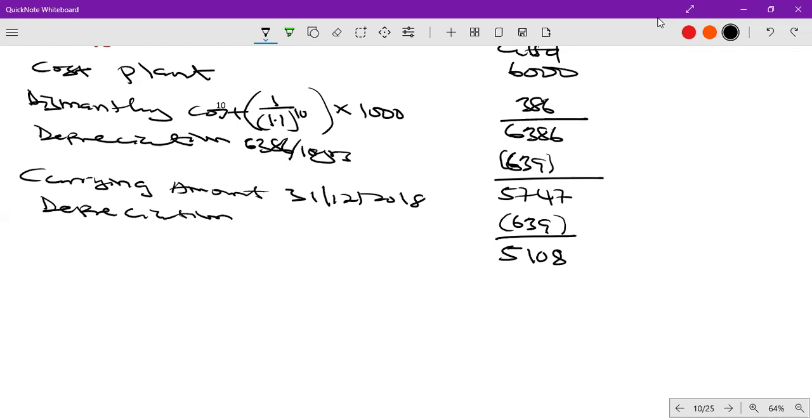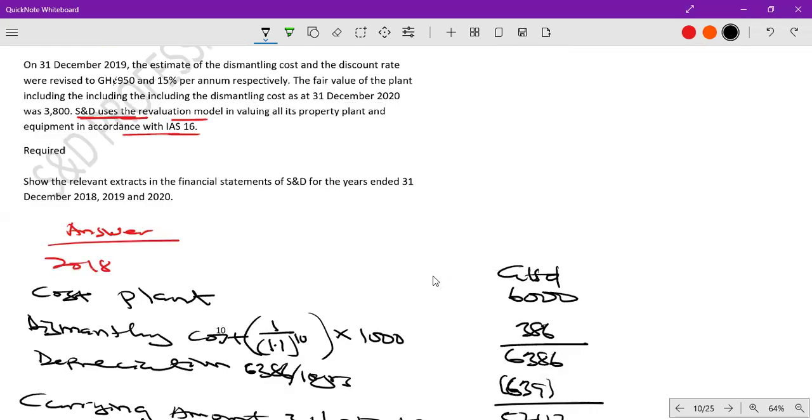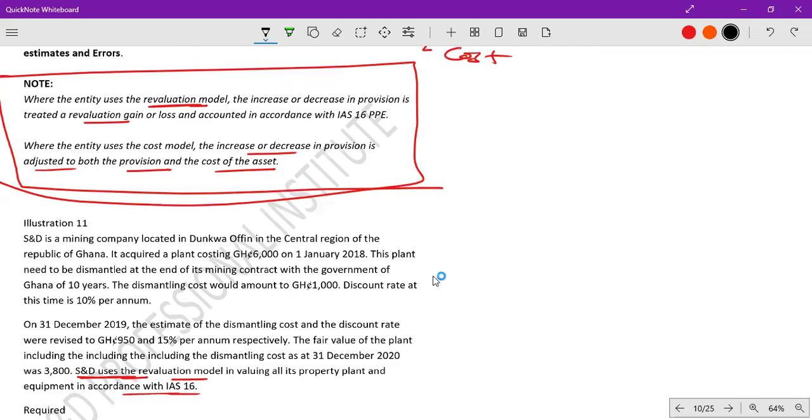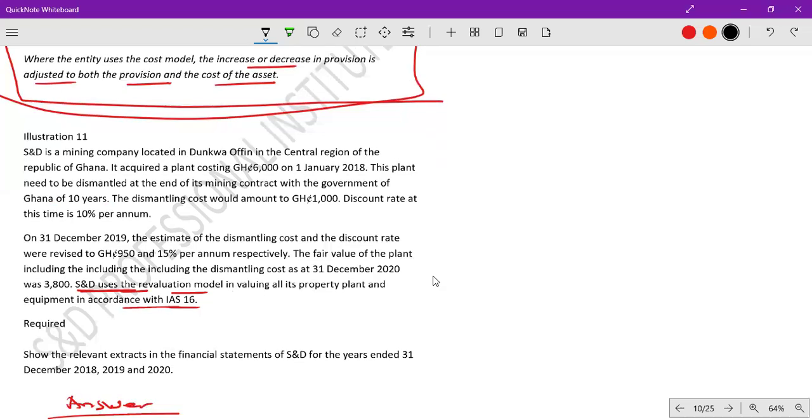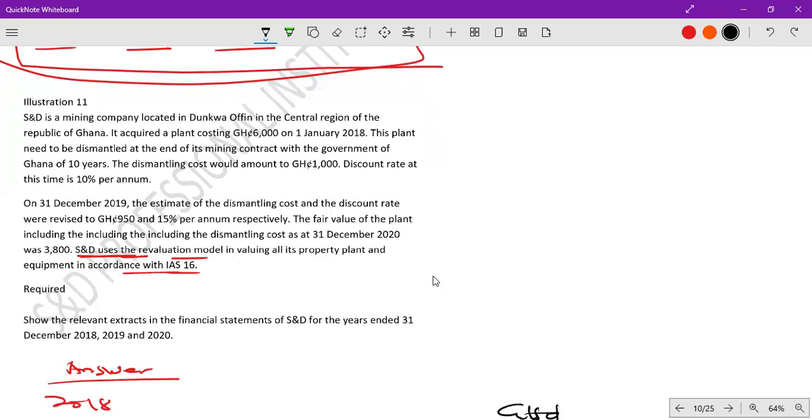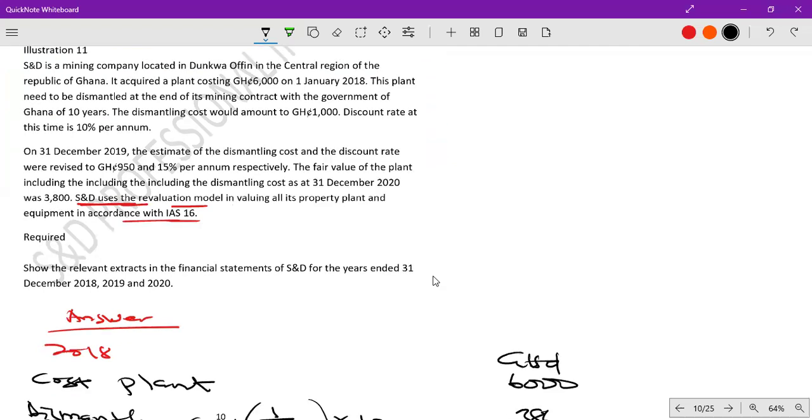A reassessment. There is a remeasurement of what? The dismantling cost. All right, let's go and see how much this was. It was revised to 950. And the discount rate has also changed from 10 to what? 15. Is that not the case? 15. Yes. So what do we do?